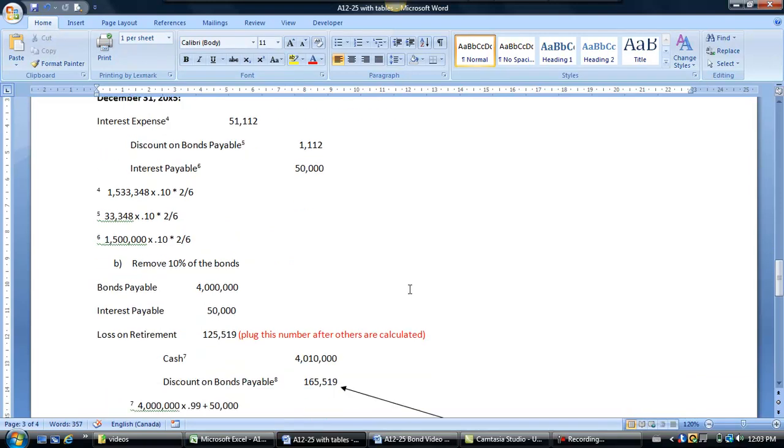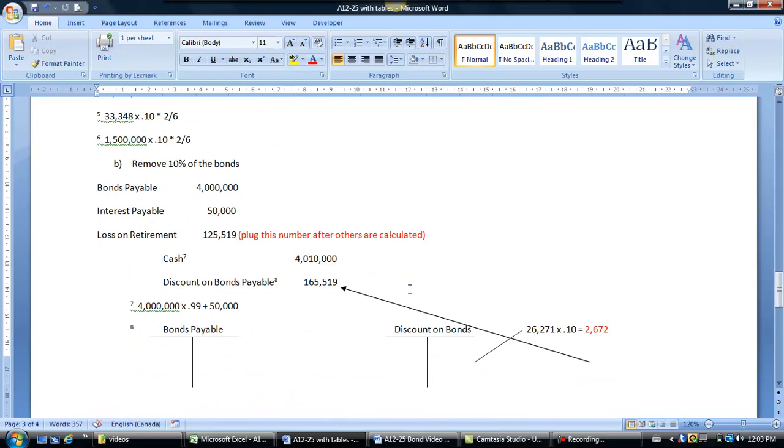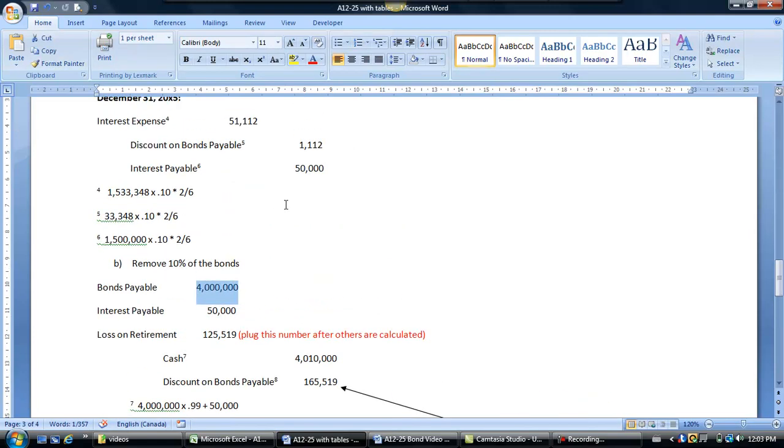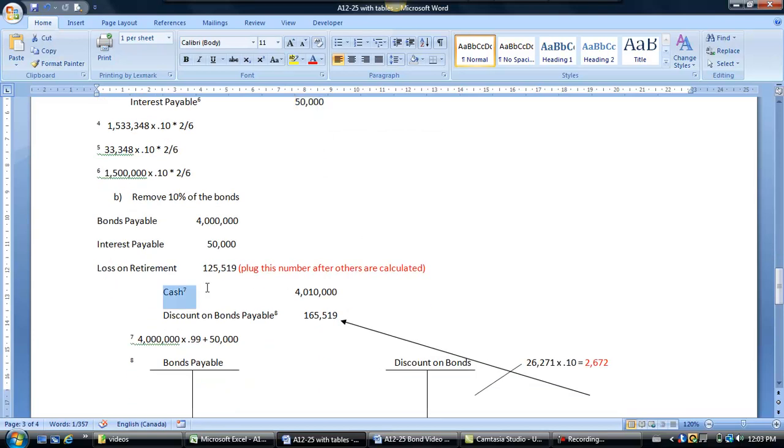Now, how about removing 10% of the bonds? This can get a little bit trickier, so let's pay attention. If I'm removing 10% of the bonds, we know that 10% of 40 million is 4 million. Easy enough. We know that we're going to remove, because we're paying out the bonds with the accrued interest, we're going to reduce our interest payable, right? We also know here that the amount of cash that we're going to credit is $4,010,000. How do I know that? Well, let's look at my calculation right here.